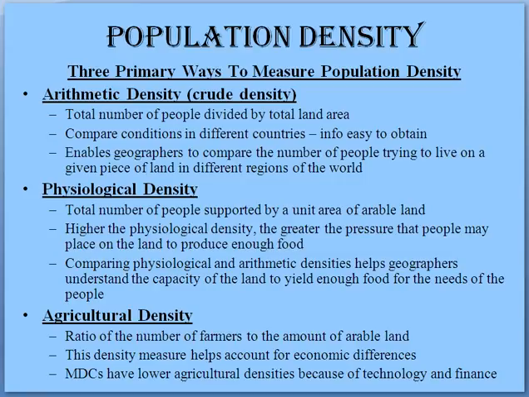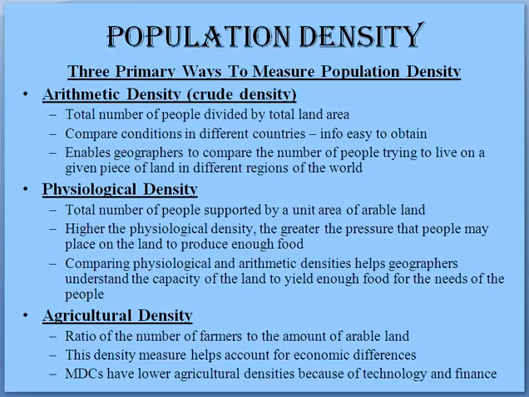The next type of density we look at is physiological density. Physiological density is the number of people over arable land. Anytime we hear the word arable land, we have to go right away to agriculture. Agriculture is this idea of farming and how people produce enough food for their entire population. Again, we're looking at issues faced by this.